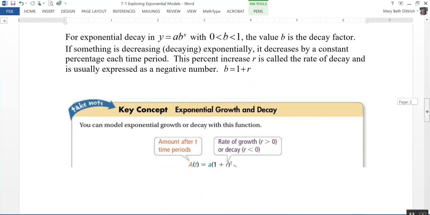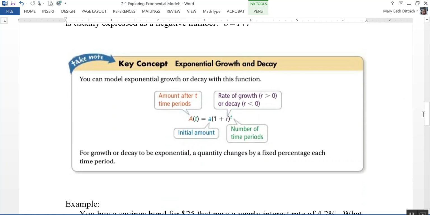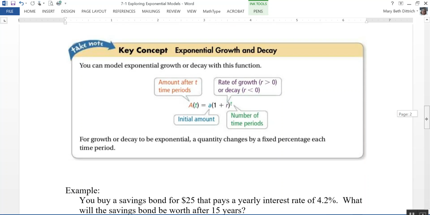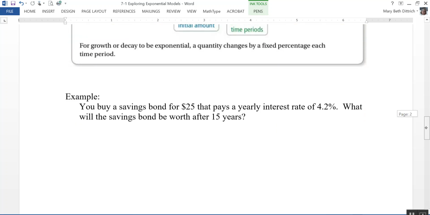Here's a little box from your textbook that gives us an equation for exponential growth and decay. The amount after t number of time periods, so A of t, is equal to the initial amount times 1 plus the growth rate or decay rate raised to the power of t, which is the number of time periods. Let's take a look at an example of this.